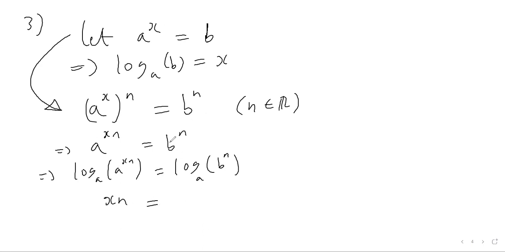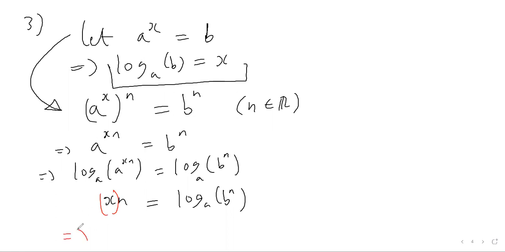So x times n is going to be equal to log base a of b to the power of n. So therefore, what that means, we know that this x here is the same as log base a of b. So let's just plug this result into this result here. So we know that x is equal to that there.